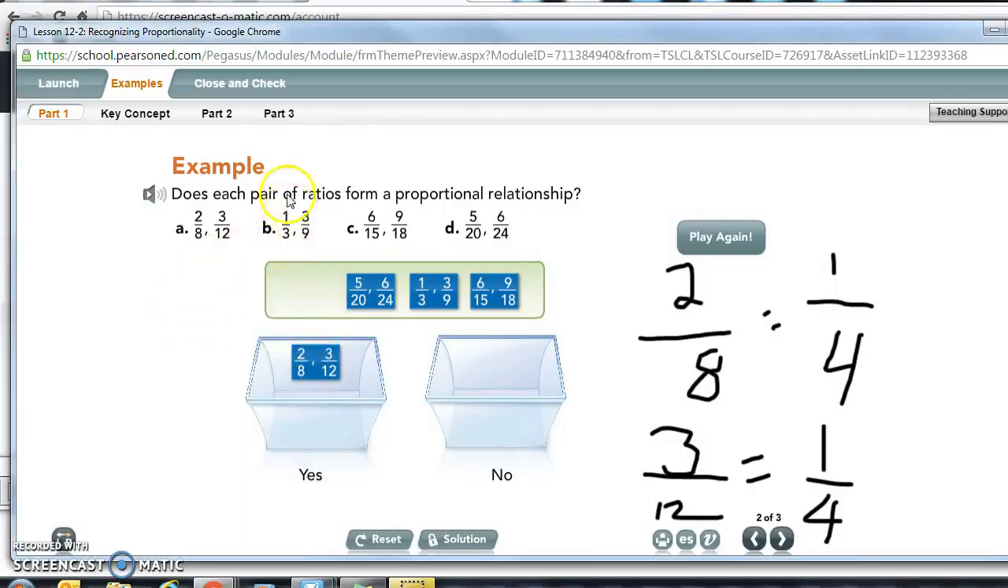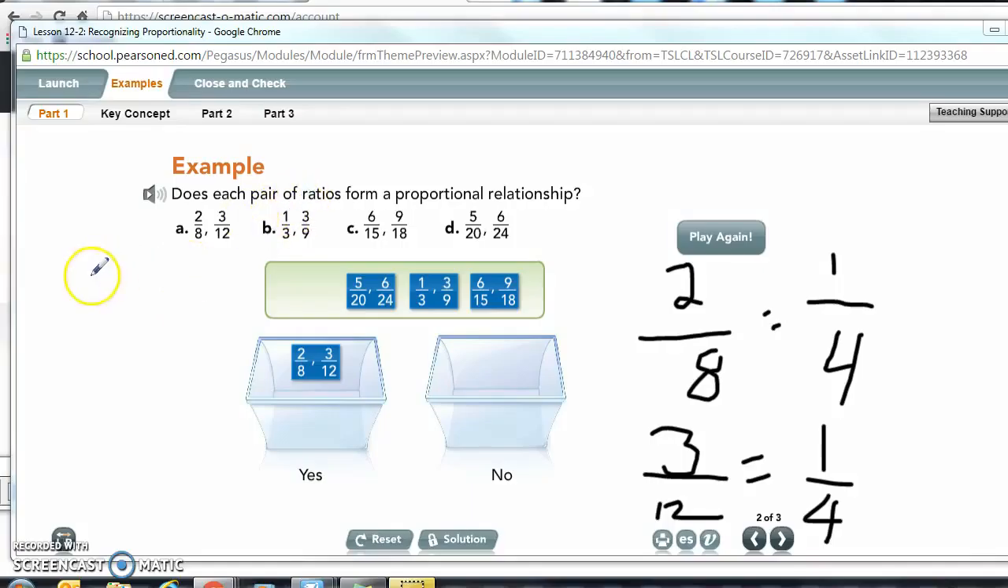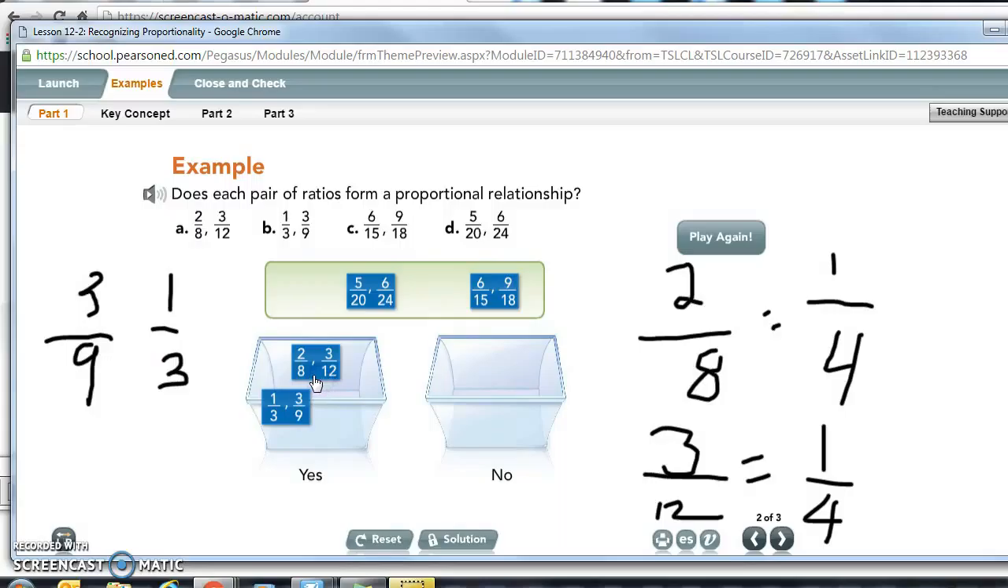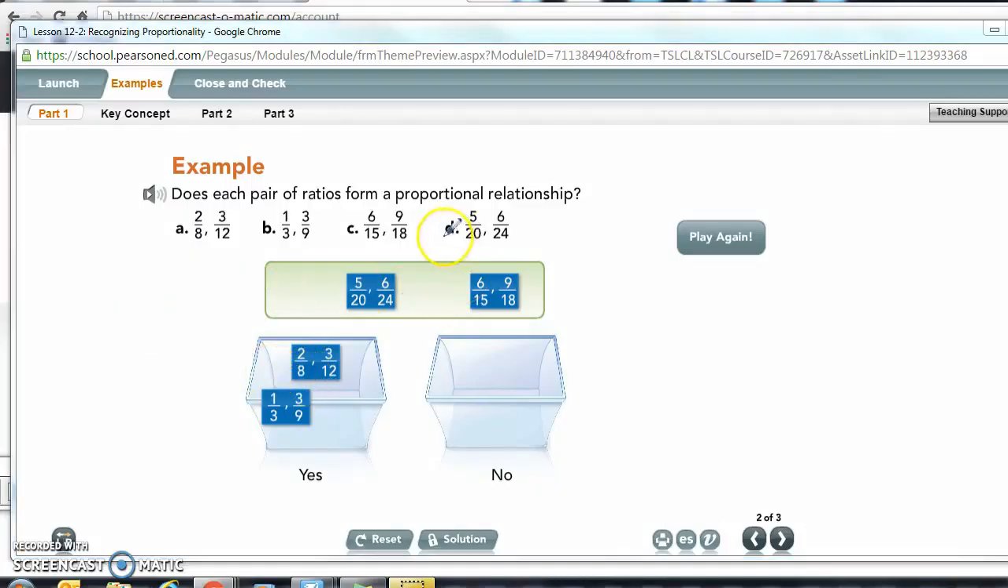Let's look at B. 1/3 is already in simplest form. So I just need to simplify 3/9. Well, 3 divided by 3 is 1, and 9 divided by 3 is 3. Well, is 1/3 equivalent to 1/3? It sure is, so that means that 1/3 and 3/9 also goes here. Okay, let's go on to C.